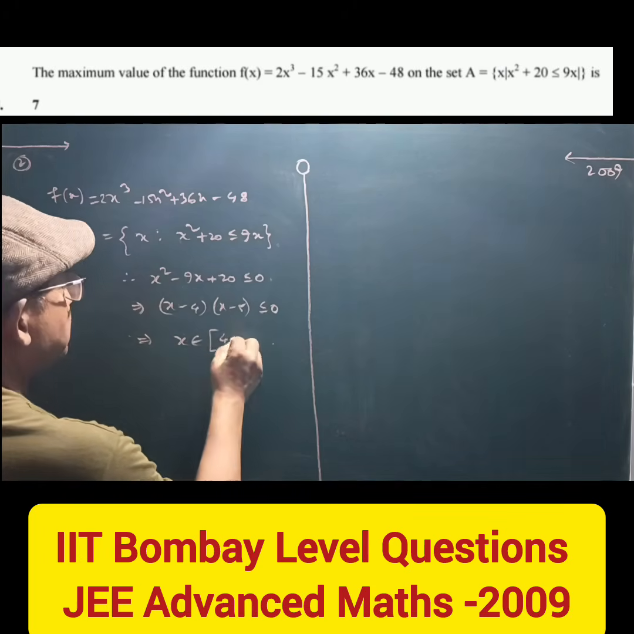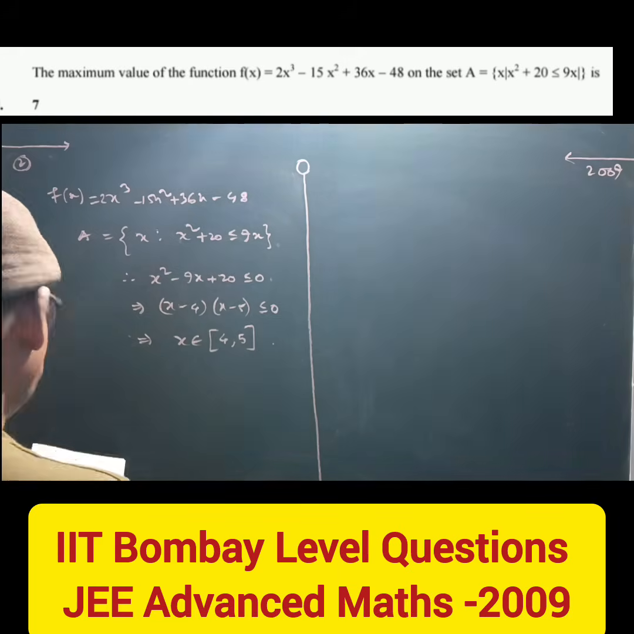So the value of x lies in this range, 4 to 5. Clear? What do we need? We need the maximum value of this expression. Clear? Try it once.